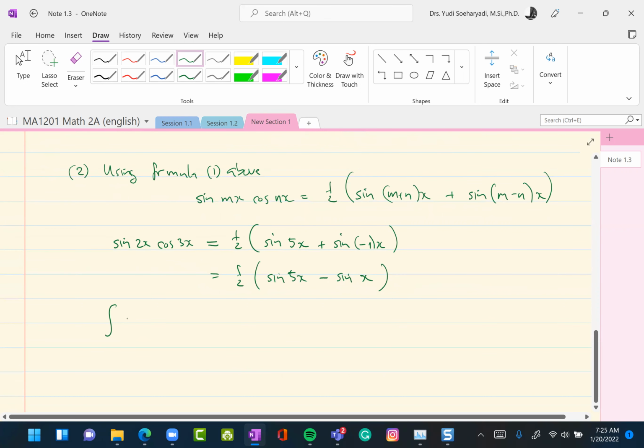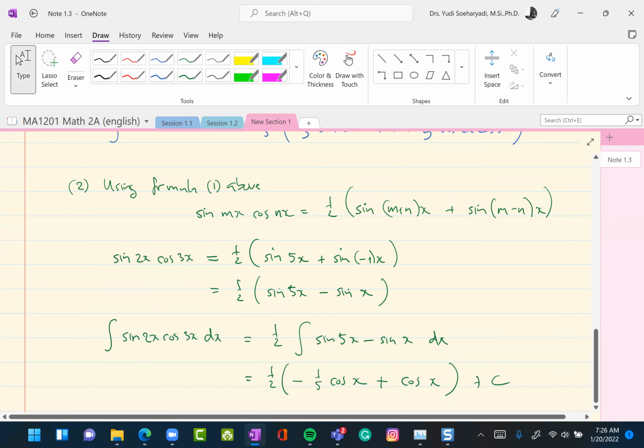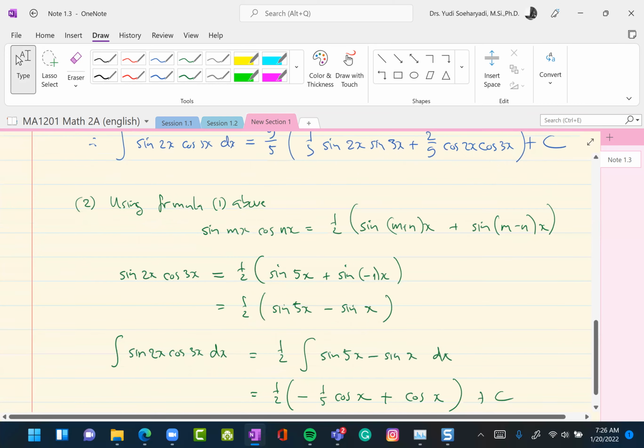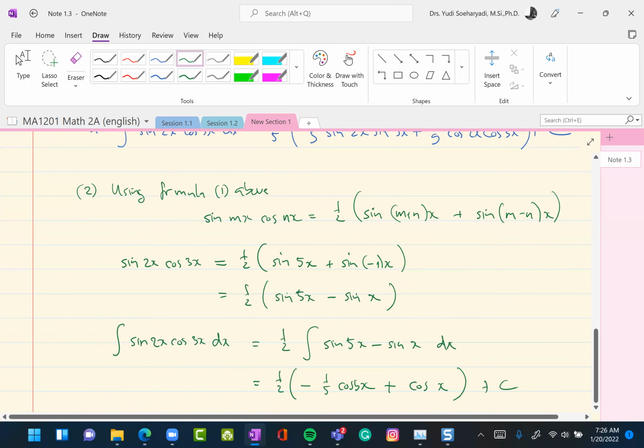So the integral is just 1/2 the integral of sine 5x minus sine x dx. That gives you the integral of sine, so negative cosine, so 1/5 cosine 5x. This is negative integral of sine x, so it becomes plus cosine x. There. Okay. And the important thing is that this is pretty much different from what we have here. This is much simpler. Oh, sorry, this should be 5x.